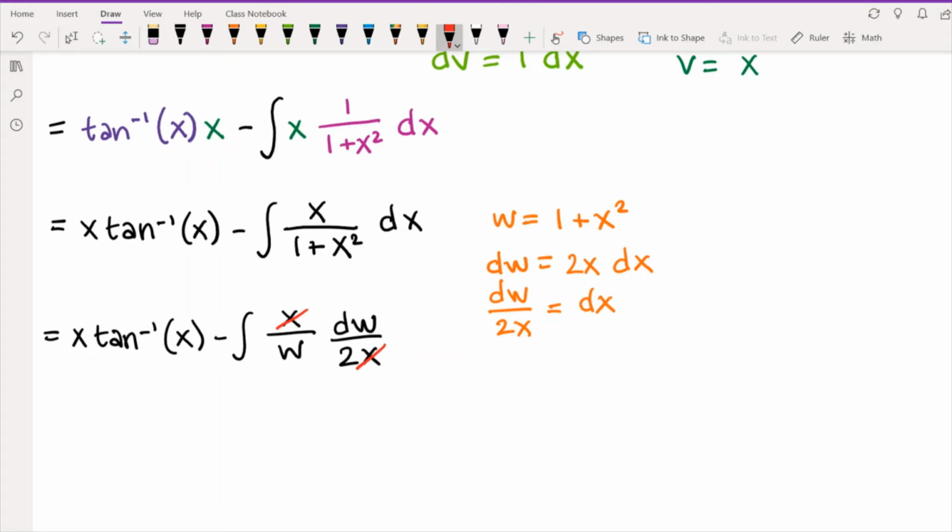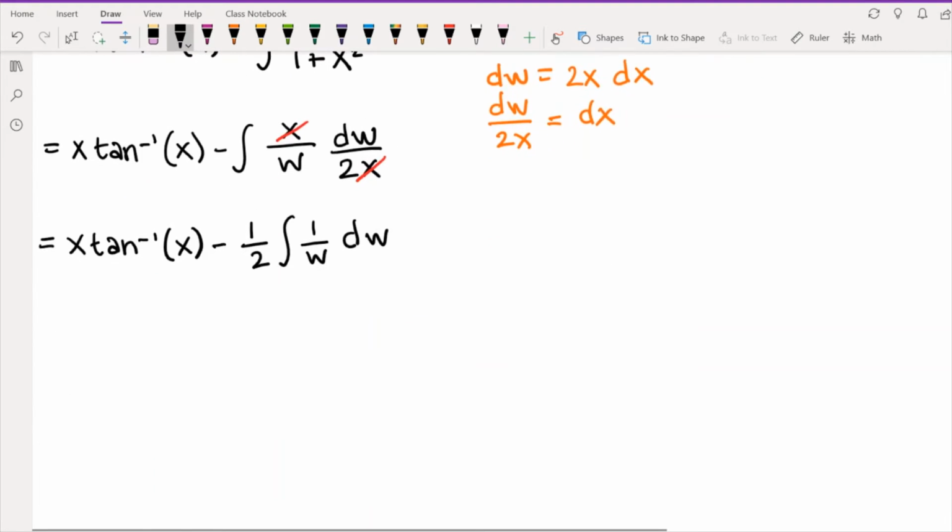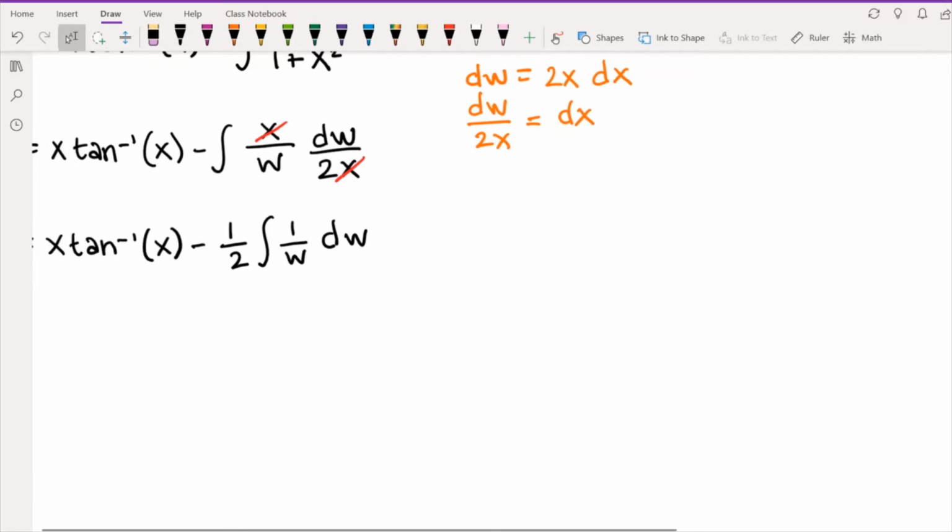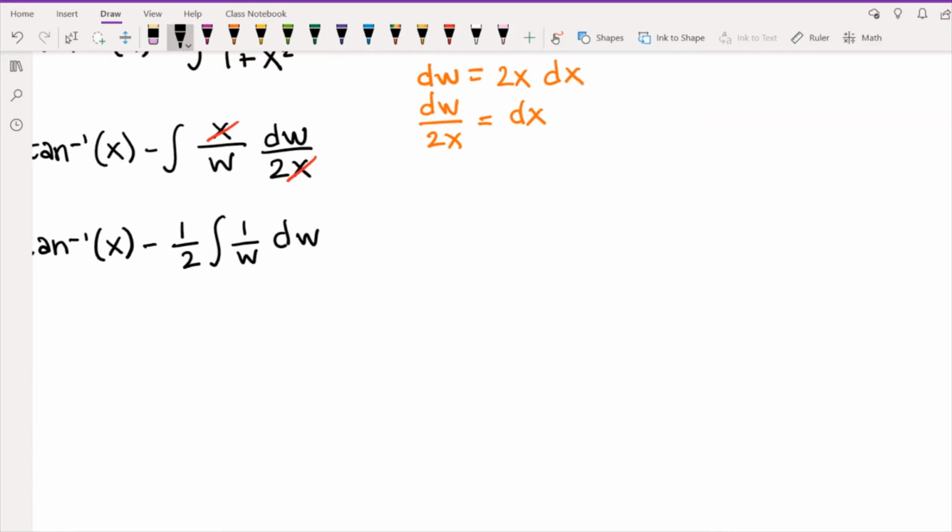So we get rid of those. And then we have x times inverse tangent of x minus the integral of, so now we're left with, let's pull out that 1/2 to the front. And then we have the integral of 1 over w dw. And so now we have something we know how to take the antiderivative of, right? That's just going to be ln of absolute value of w.